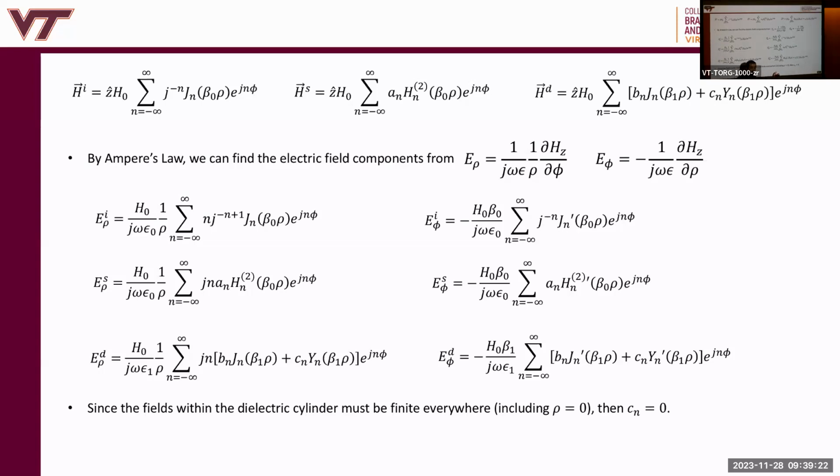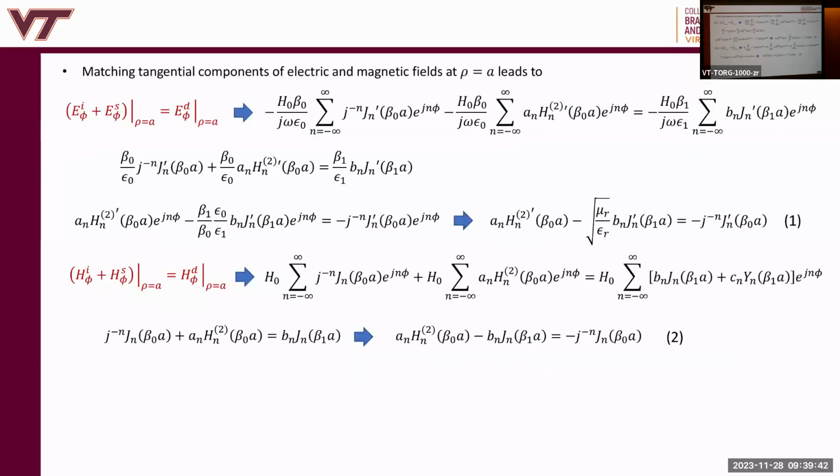Because within the dielectric cylinder, we include the point at the origin, rho equal to 0. The fields have to be finite there, right? So we automatically know immediately that Cn is equal to 0. So Cn's are equal to 0 and we have only B and Jn. Yeah? All right. Good. So now we apply boundary conditions.